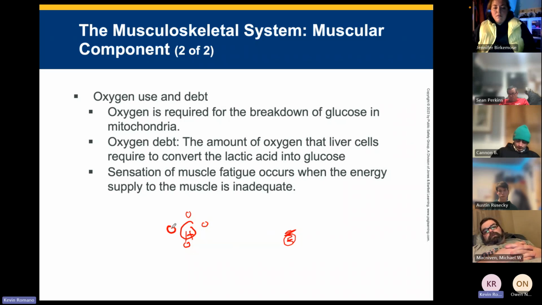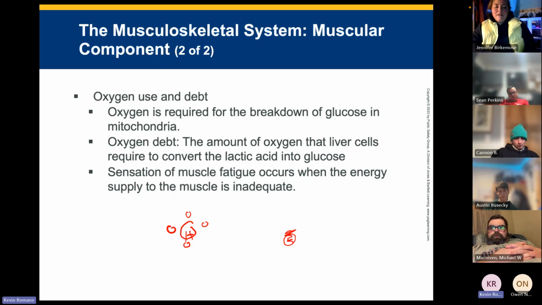Anybody know what that's called? You know that muscle breakdown and what can actually go in and hurt the kidneys and everything else? Ever heard of rhabdomyolysis before? All right, we'll cover more of that later, but keep that in the back of your head for rhabdo.